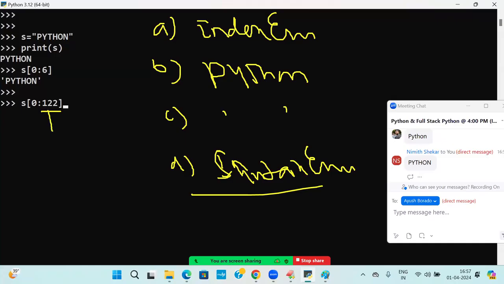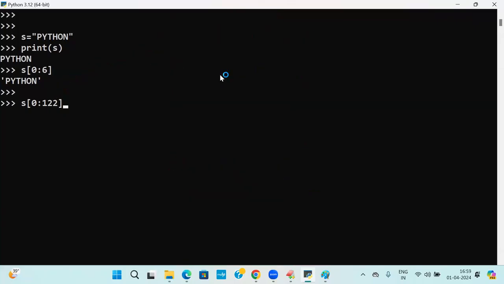Do you have 122 index? If an index is not present, what is the error? Index error. Python. 0 to 122. Yes. After that, space. Are you my student already? So, first time. Okay, good. Very good. Keep it up.